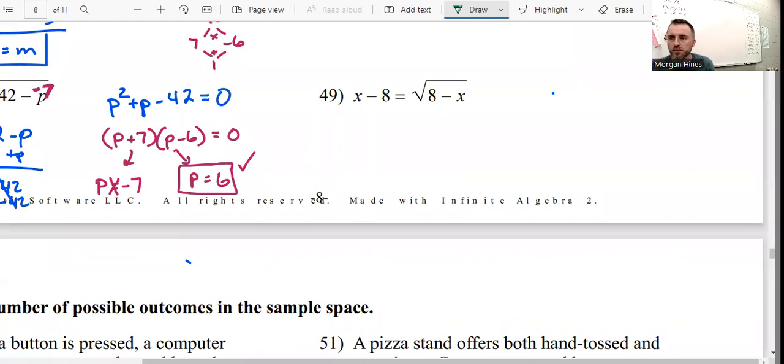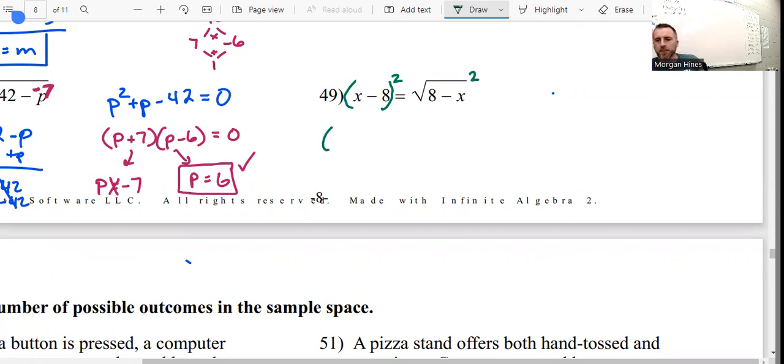We are ready to rumble. This one has 2 things on this side instead of just 1. So what shall we do here? We're going to do the same thing. We're going to square both sides, but when we square both sides, we have to square x minus 8, not x and negative 8 squared. We have to square x minus 8.